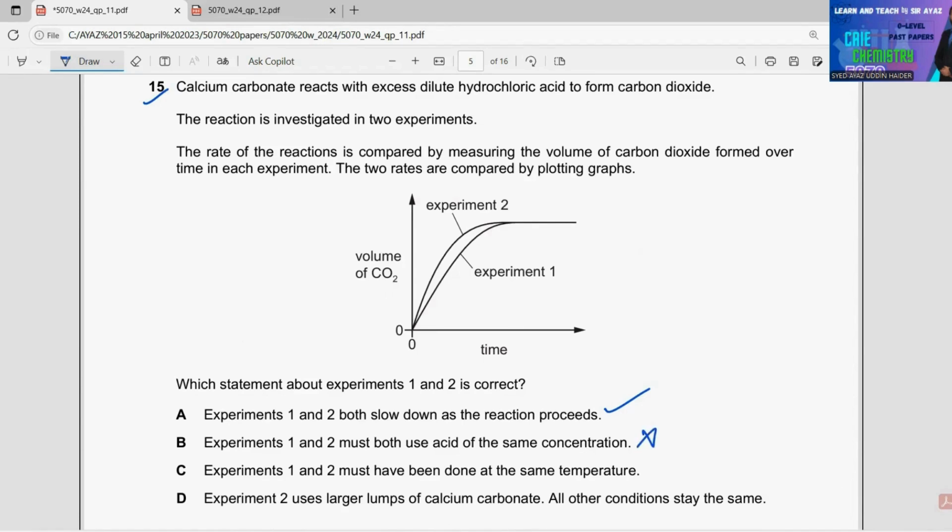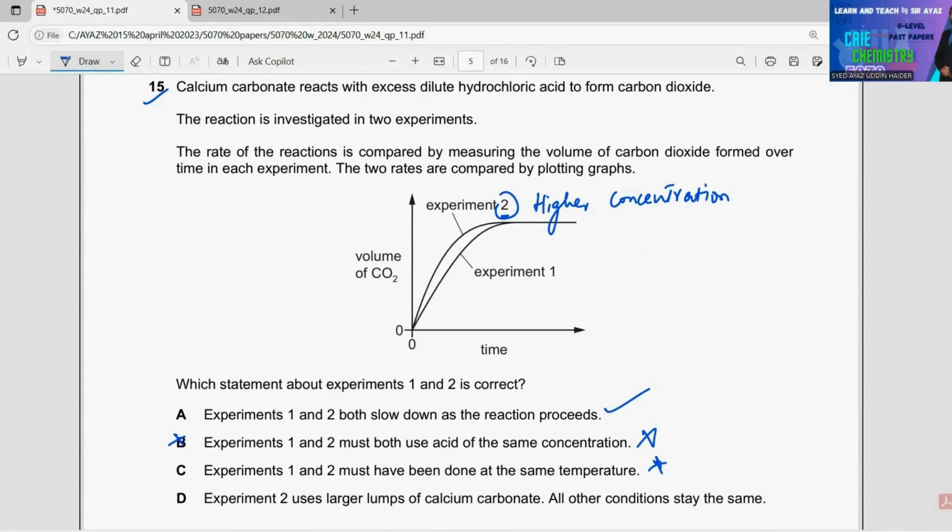This is incorrect. Because if you look at this graph carefully, in 2 you will definitely have a higher concentration of acid, not the same concentration. So there will be a different concentration in case of experiment 2. So B is incorrect. What about C? Experiments 1 and 2 must have been done at the same temperature. This is also incorrect. You can't have different rates of reaction with the same conditions, because of the steeper graph in case of experiment 2 as compared to experiment 1.